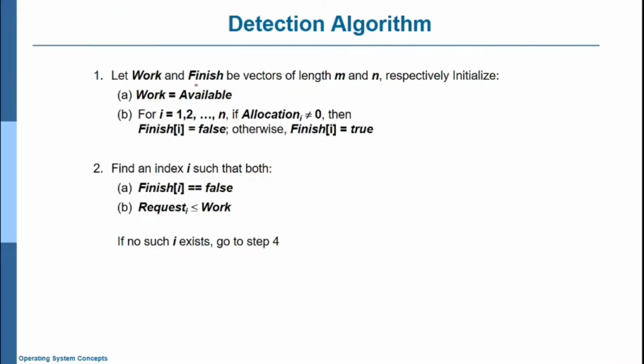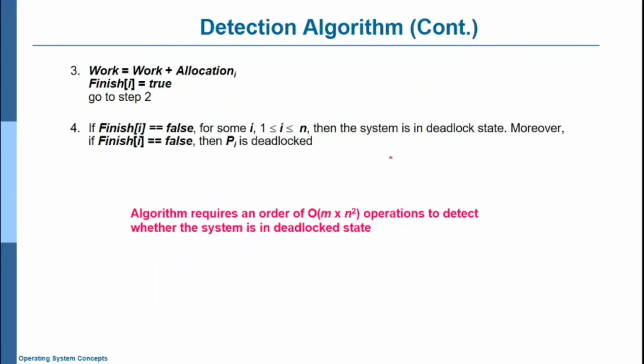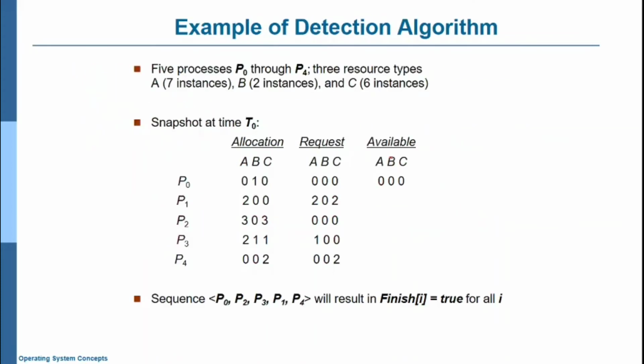So let Work and Finish be vectors of length m and n respectively. Work is equal to Available. Of course, we saw this algorithm previously for the detection algorithm. And Work is equal to Work plus Allocation. Finish. We have shown this algorithm, so there is no need of saying it once again. And they are asking about 5 processes P0 through P4, with 3 types of resources. If it is possible, I will try to solve this problem even in the regular class itself.